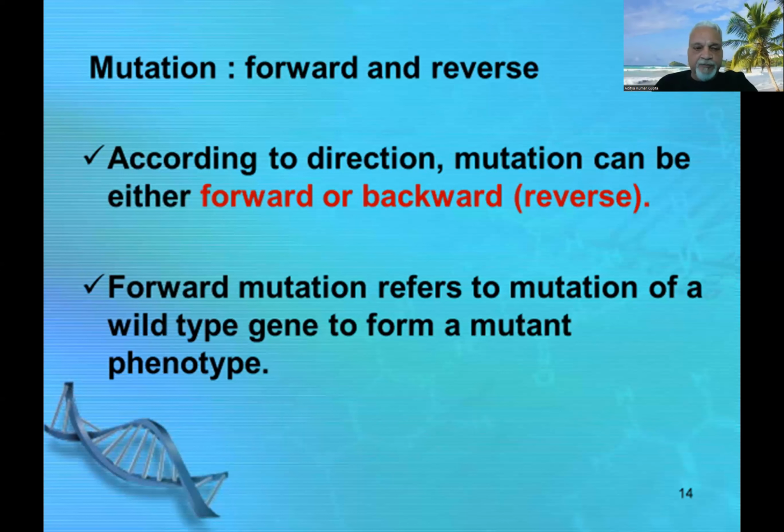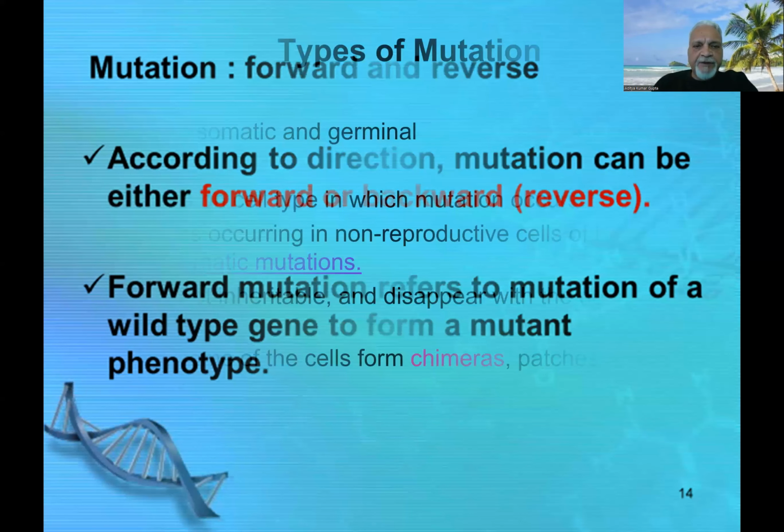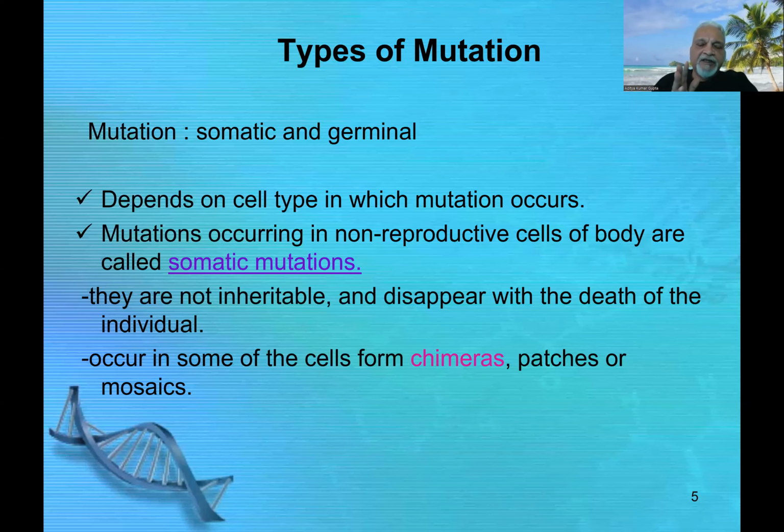Fine. Now, what is the other basis of classification? In which type of cell the change is happening? As you know, or you may be recollecting, higher eukaryotes have two types of cells: somatic cells, which constitute the body of the organism, and then the germ cells or the germinal cells, which take part in sexual reproduction.